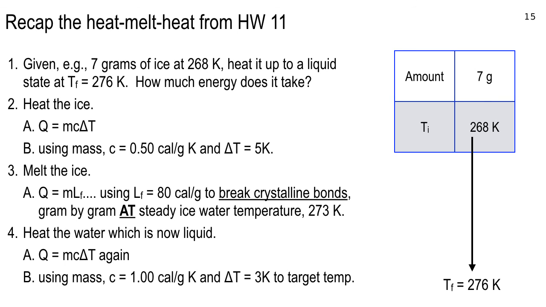For this part, you use the energy to heat up the liquid water by 3 kelvins. You use Q equals MC delta T. But now you use a different specific heat, 1.00, because you're working with liquid water. Right?